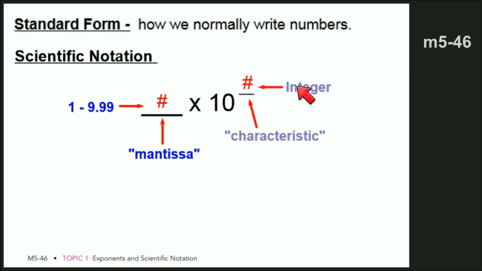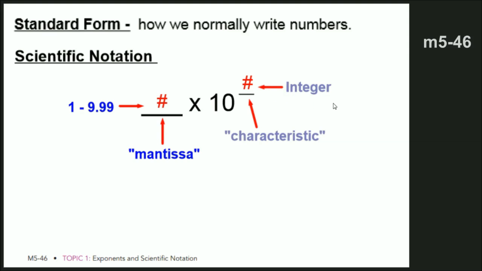Okay, so for the characteristic, it has to be an integer. Now, a few weeks ago, we took some Cornell notes over integers. We talked about that an integer is any whole number that's positive or negative. So this number can be negative. That's totally fine. An integer means that our exponent can be negative.